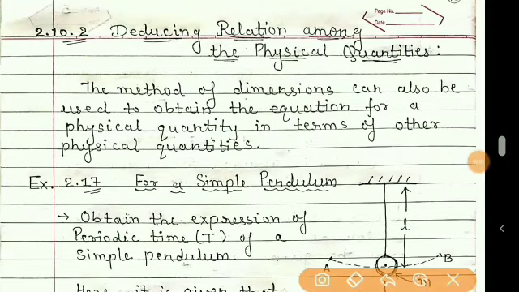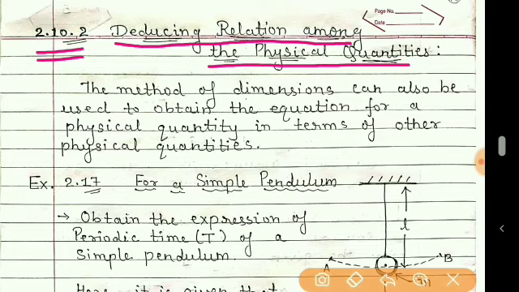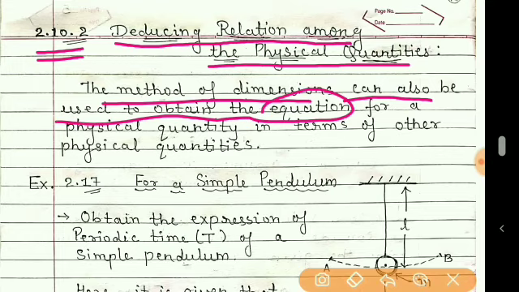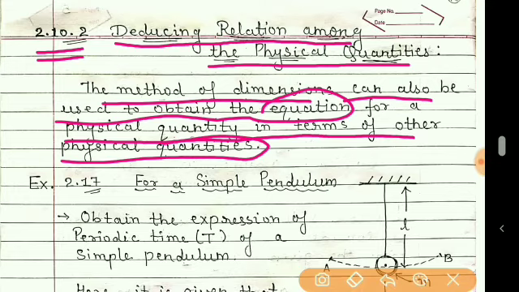Now our last topic, number 2.10.2, deducing relation among the physical quantities. It means the dimensional analysis can also be used to obtain equations. It means we can make the formula for any physical quantity in terms of other physical quantities.